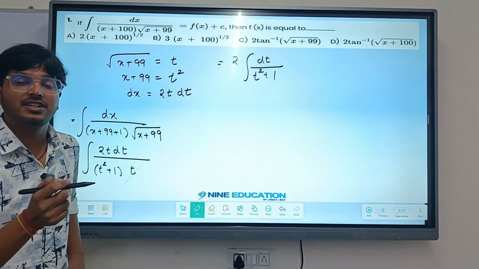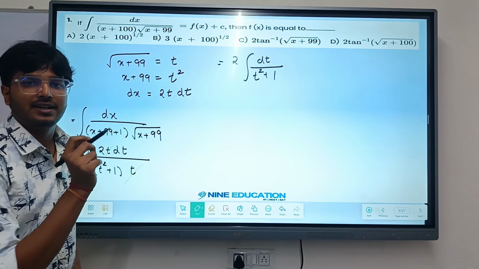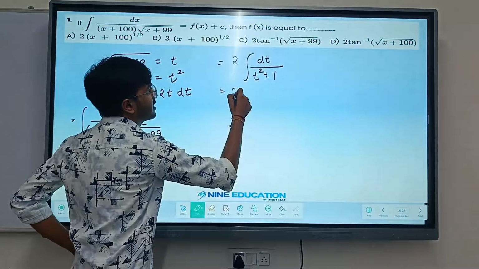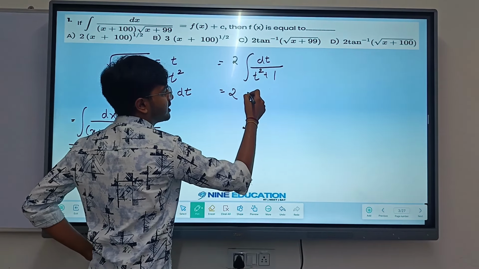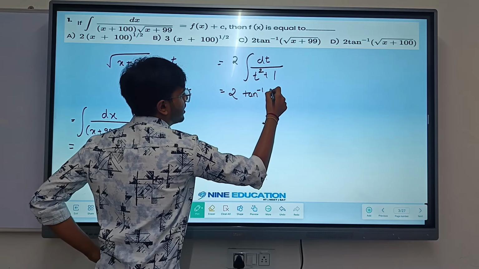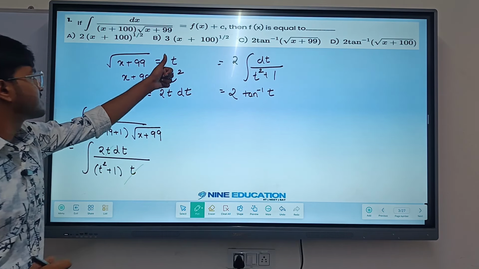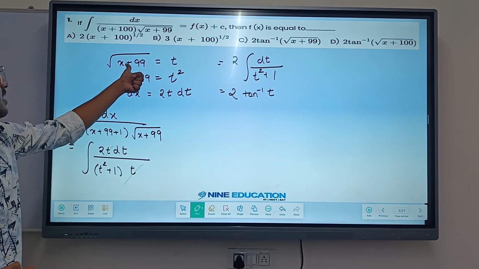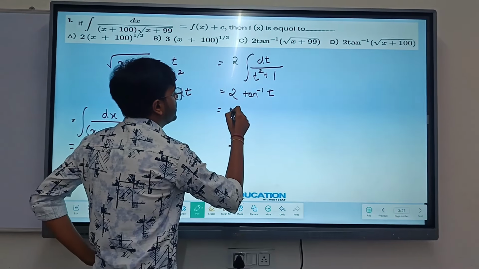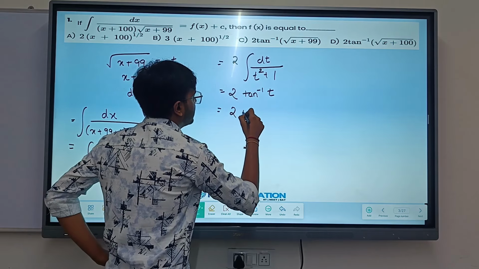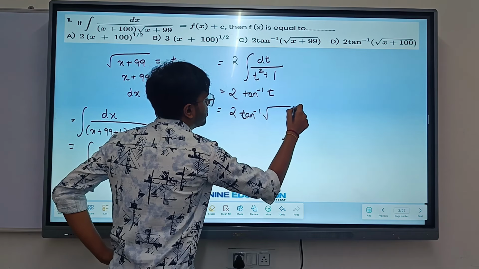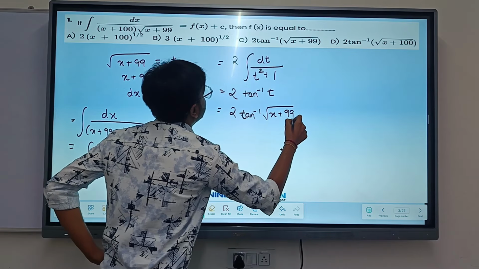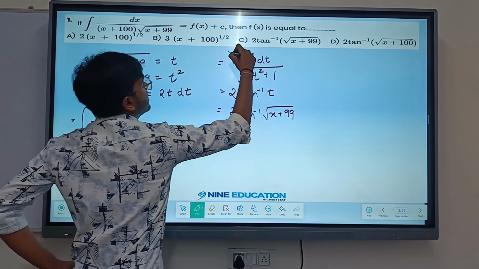Now what is integration dx by x square plus 1? Tan inverse x. The same way, integration dt by t square plus 1 would be tan inverse t. Now what was t? t was root (x plus 99). So it will be 2 tan inverse of root (x plus 99). That is option C.